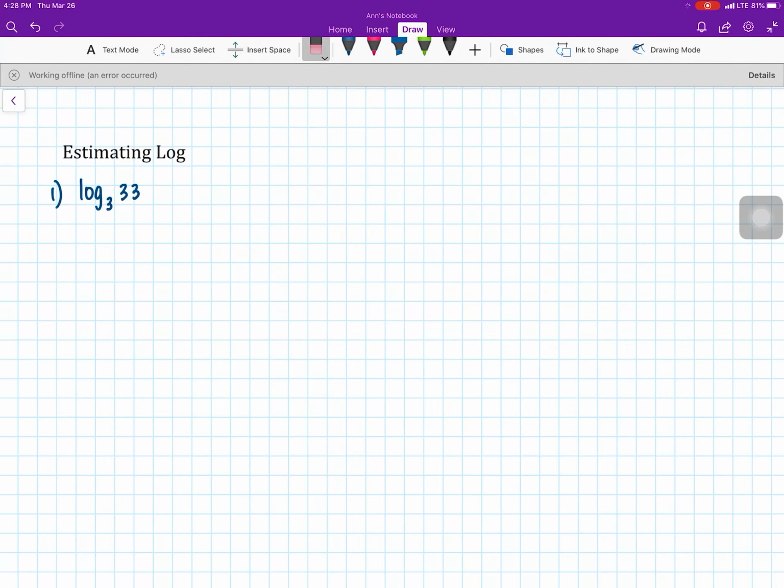So let's think about this. If we want to write this as an exponential, that means this is 3 to some power that'll give us 33. So let's write out the powers of 3. We know that 3 to the 0 gives you 1. That's not close to 33. 3 to the 1 gives you 3. 3 squared is 9. 3 cubed is 27. And then 3 to the 4 is 81. So we know that it must be between 3 and 4.